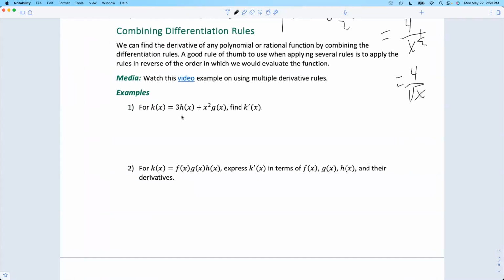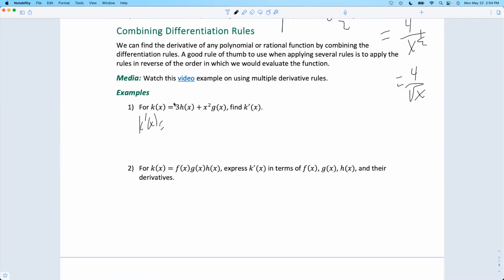Okay, let's play with some of these. So we're going to be using product rule, quotient rule, power rule, all the rules we've learned. Constant rule. K prime will be... So I've got a sum here. The sum rule says just distribute. Just take the derivative of each one and then add them together.